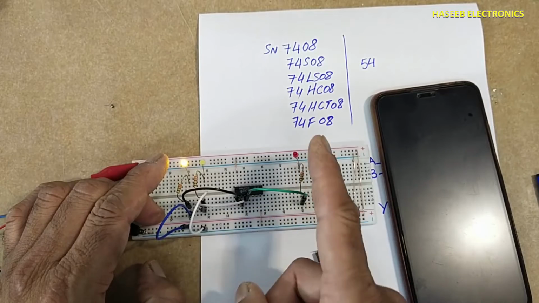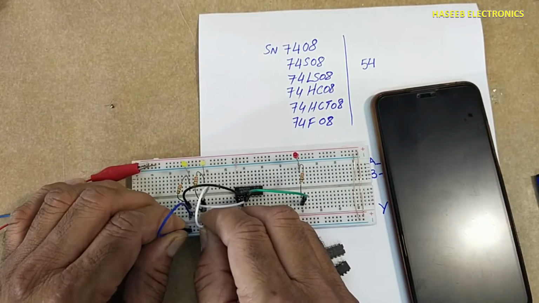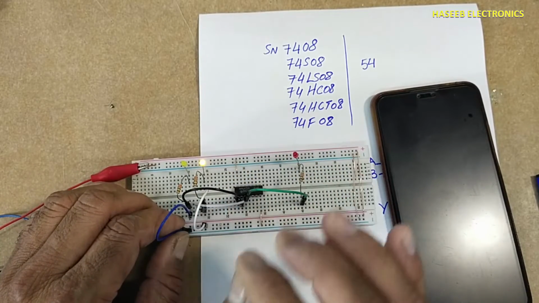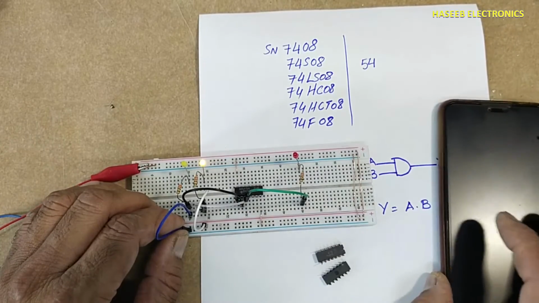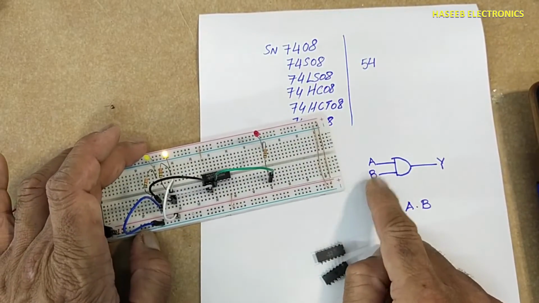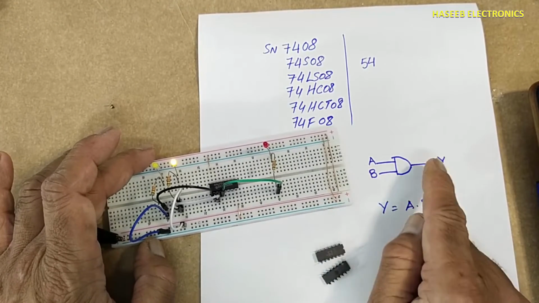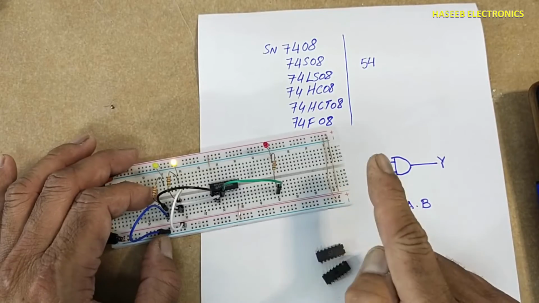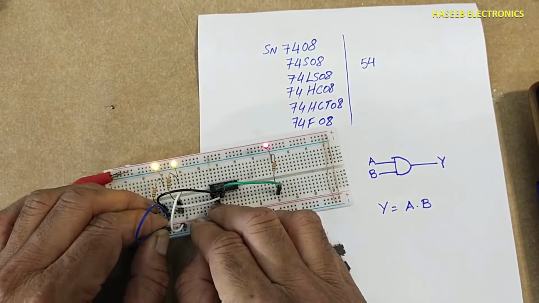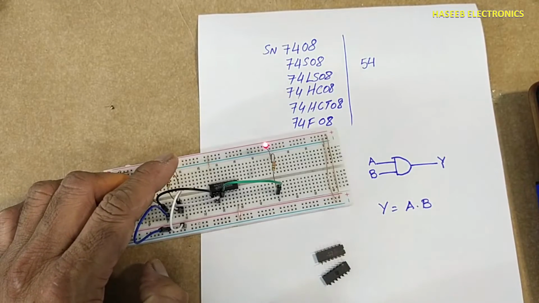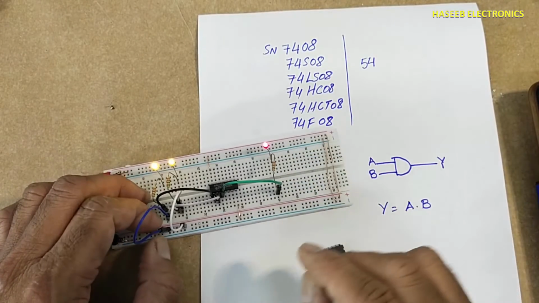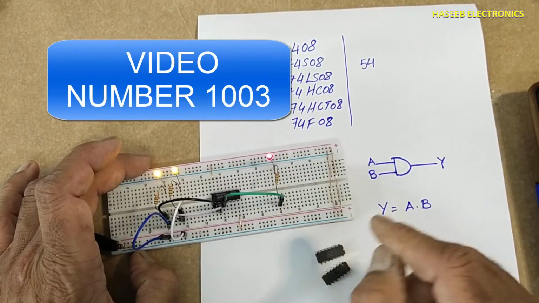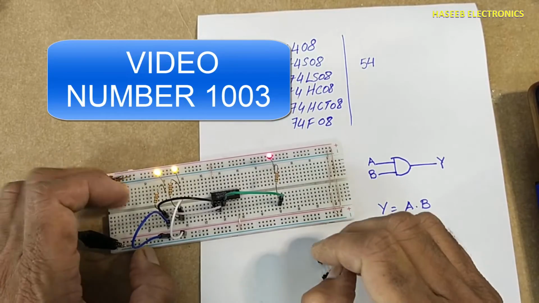One input high, output low. Second input high, output low. In its definition, if any one or all inputs are low, its output will remain low. When all inputs are high, the output will be high. Both inputs high, output is high. Otherwise, the output will remain low. It is the opposite of 7400, which we discussed in our last video.